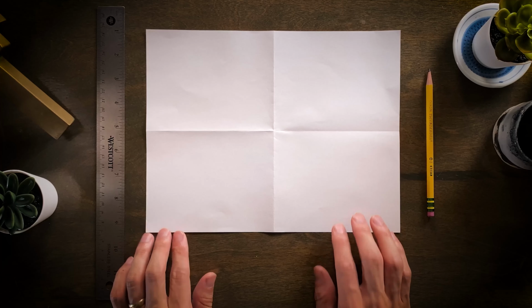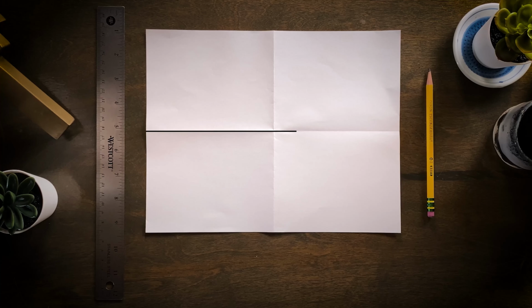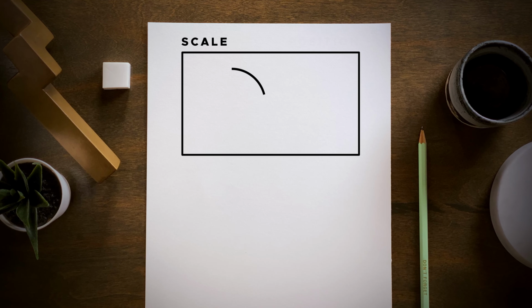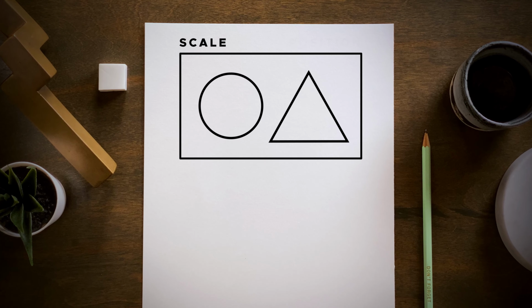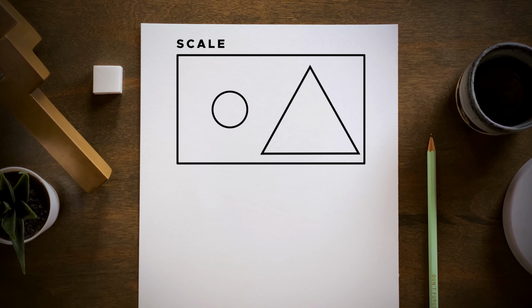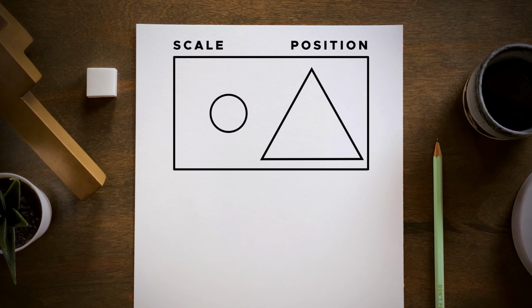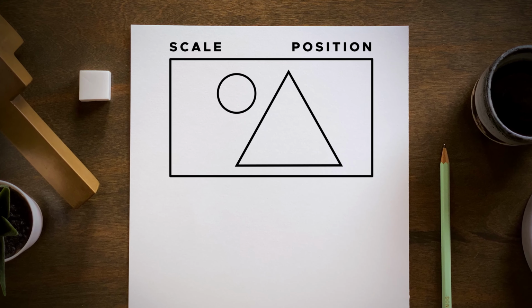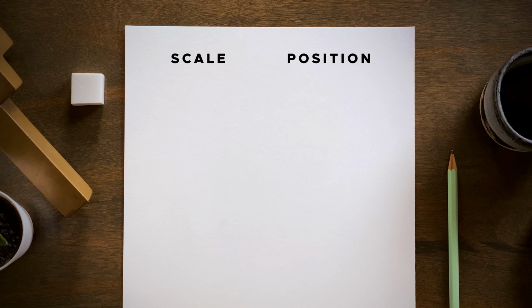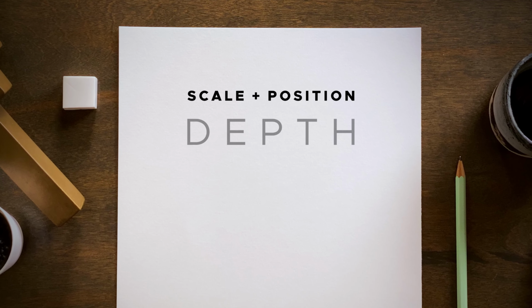Go ahead and use your ruler or straight edge to trace over your folds so we can see our frames a little more clearly. Now that we're all set up for our exercise, let's put our pencils down and explore our two methods. Let's start with scale and position. Scale, like we learned in episode 1, has to do with changing the size of an object. And position has to do with where we place the object within the composition. Today, we're going to combine scale and position to depict depth.